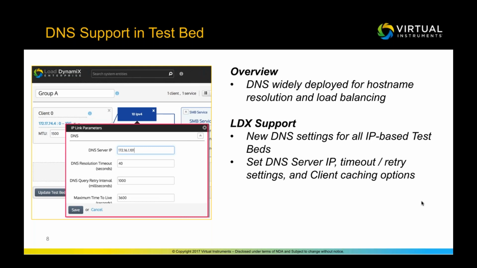Now, more importantly, if you have 1,000 client IP addresses, the source IP addresses from this one LoadDynamiX port, and they are going to the same server, and they're on the same subnet, then it doesn't make sense for all 1,000 client IP addresses to each contact the DNS server for an IP address, right?